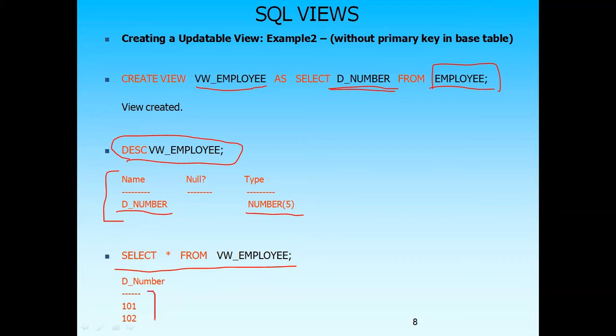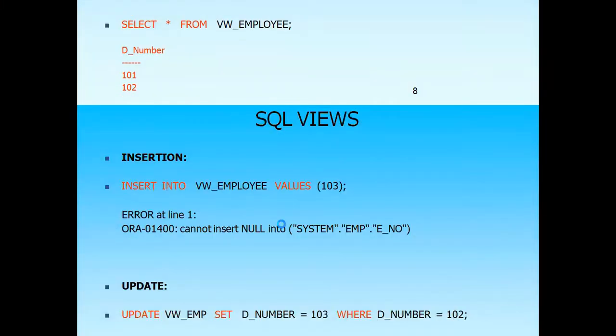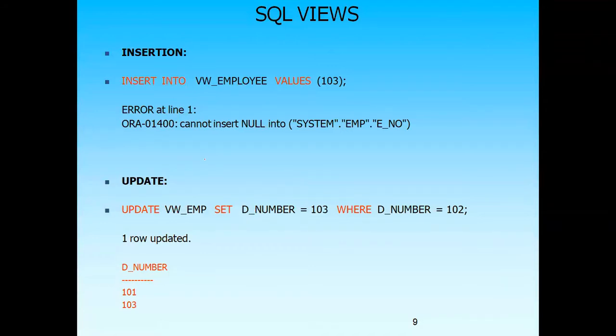So assume these are the two records in the base table and also in my view, right? These two records are selected in the view from the base table. Now we'll try to perform the insert, update, and delete operations with this newly created view. So if you insert data, insert into view employee values 103.